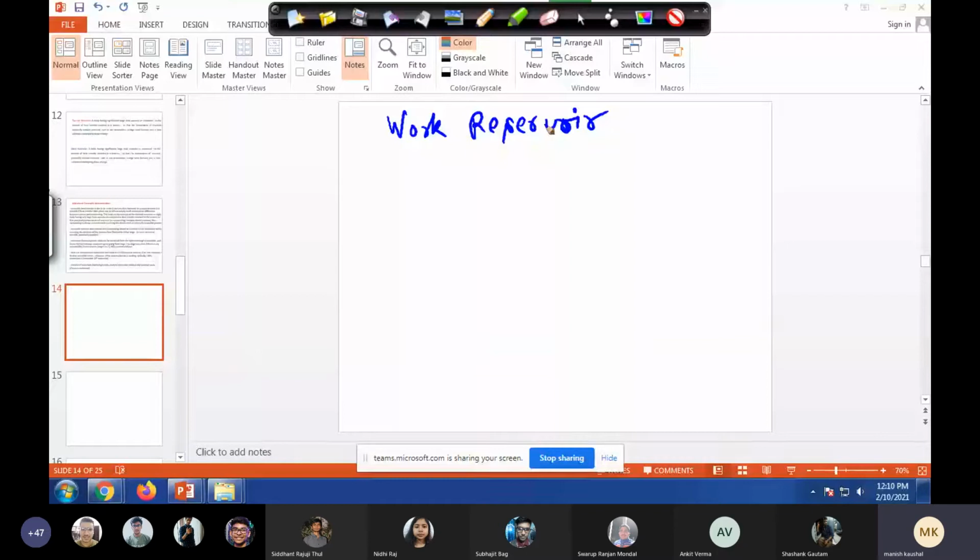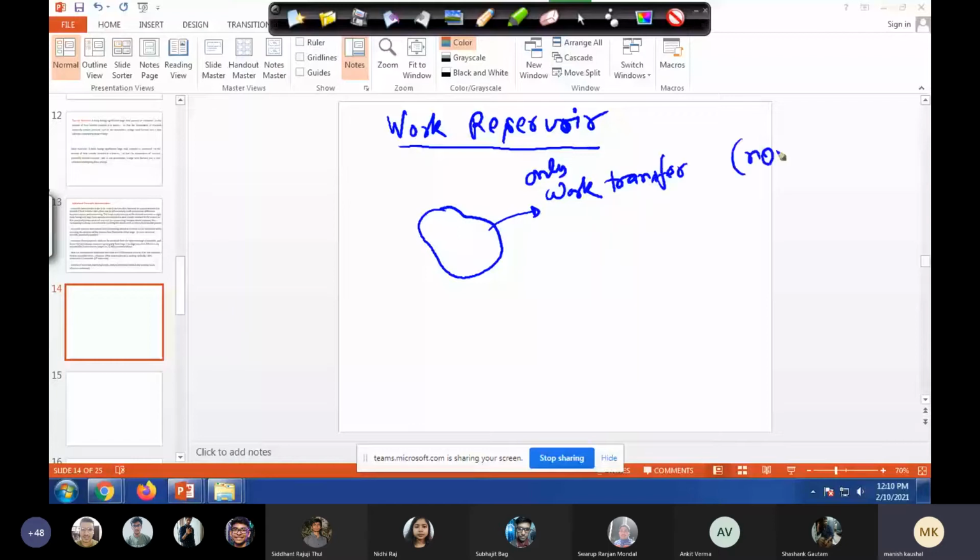Work reservoir, you can say a body, or a boundary, or whatever you want to call it, from where you can transfer work. You can only transfer work, only work transfer. No Q transfer. That is a work reservoir.